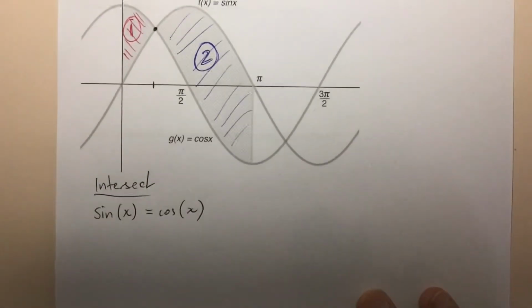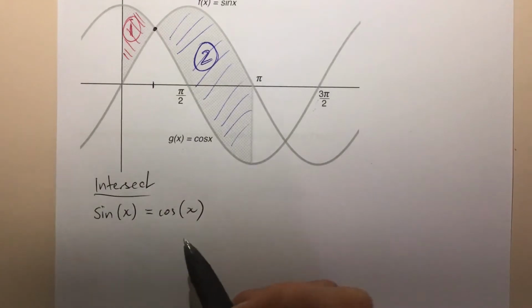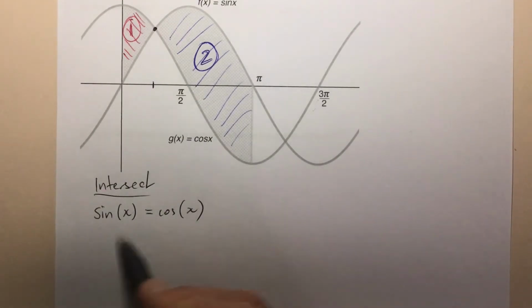Now, you might be able to solve that equation by inspection, because the angle where sine of an angle is the same as cos of an angle is actually pi on 4. Both sine of pi on 4 and cos of pi on 4 equal 1 on root 2. So you can solve the equation by inspection.